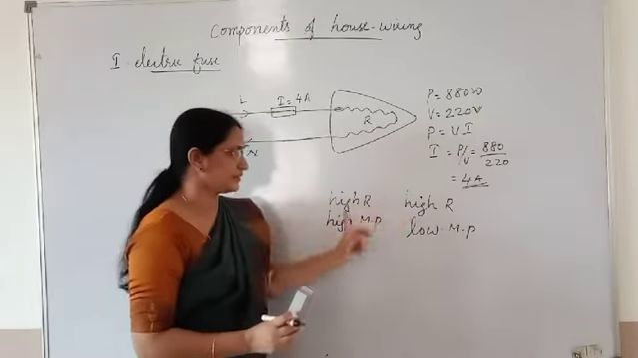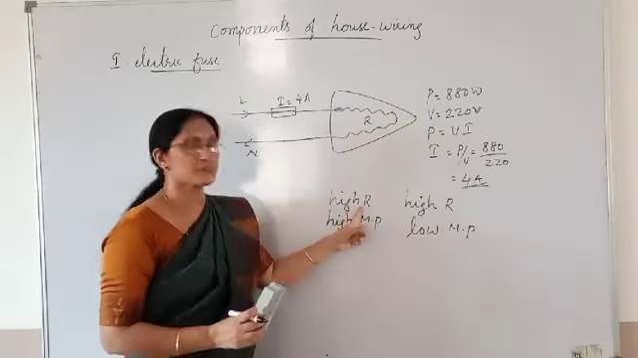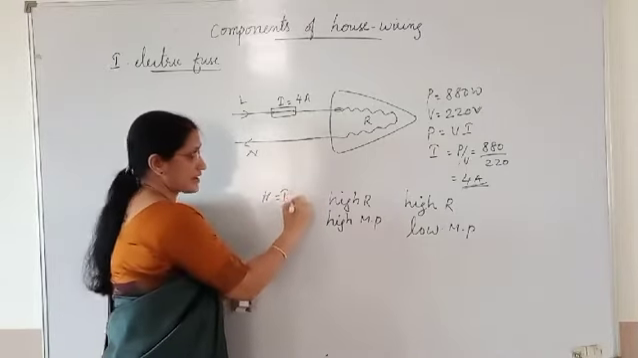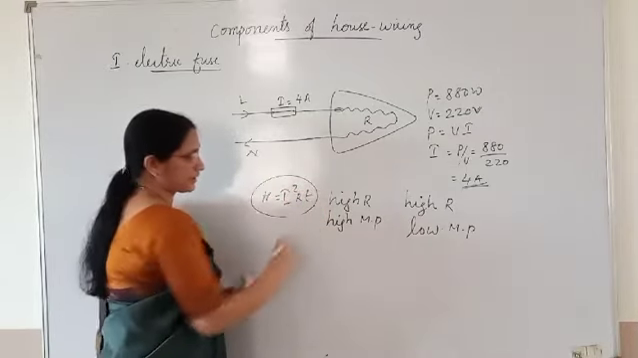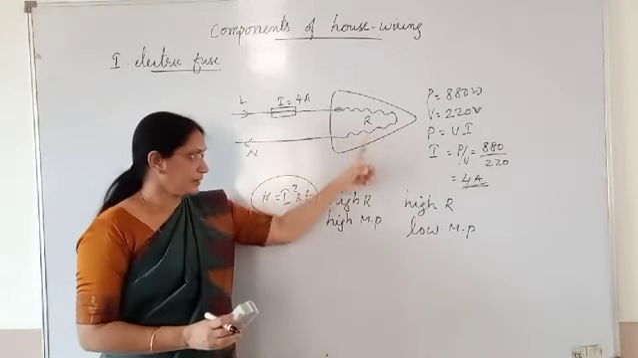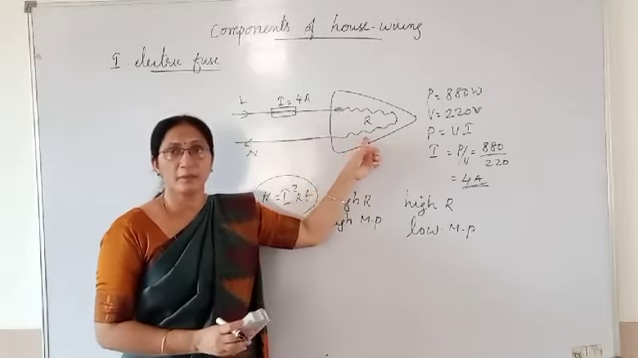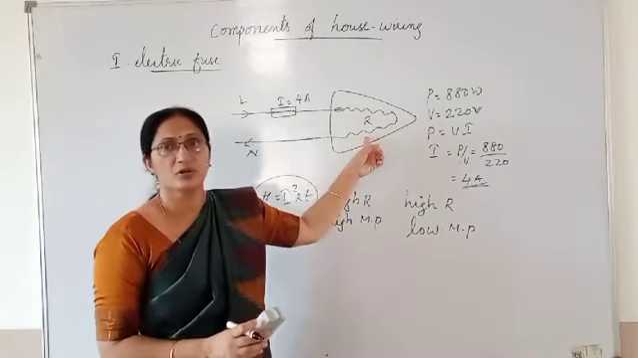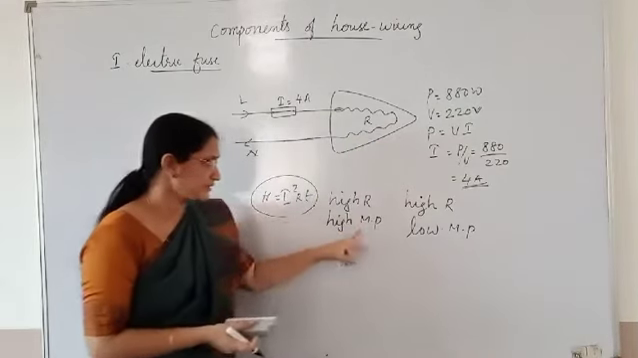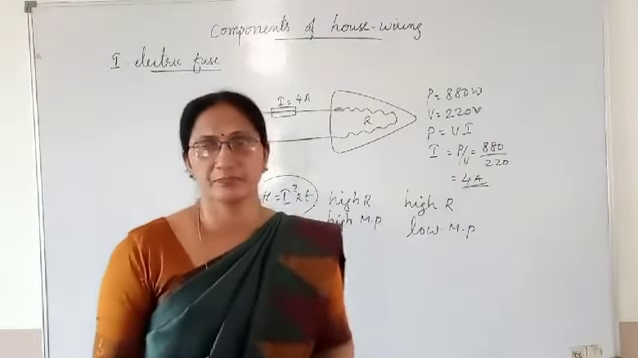Just to have a comparison, for a heating element, resistance must be high, then only more heat will be produced. The formula for heat is I squared R T. So, the more the resistance, the more heat will be produced, and the melting point should be high for a heating coil. Otherwise, what will happen? If the melting point is low, it will melt as it gets heated up. So, remember the difference here: the characteristics of a heating coil and the characteristics of a fuse wire.